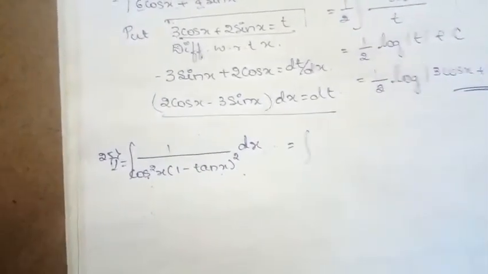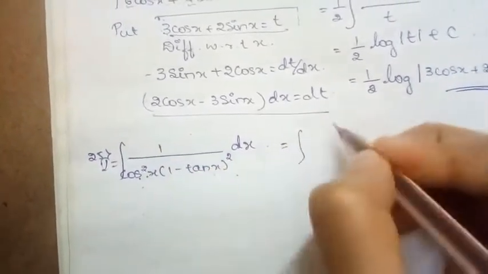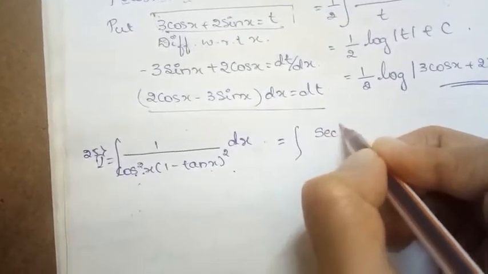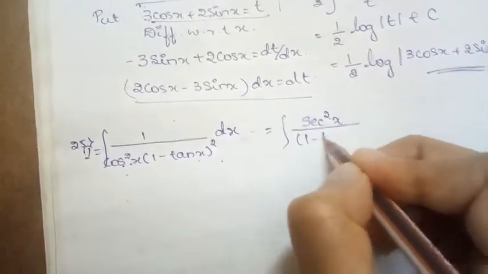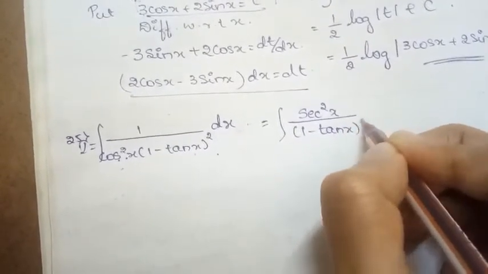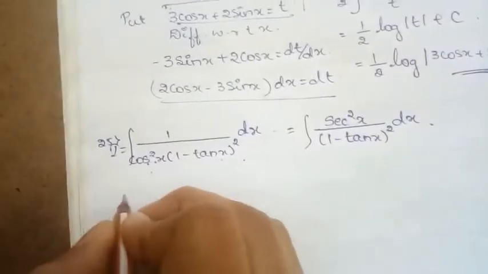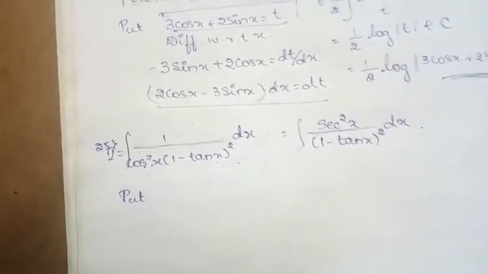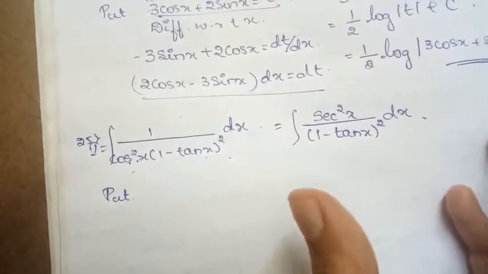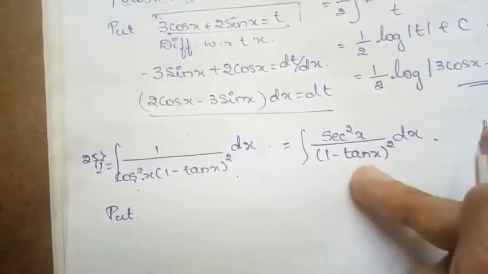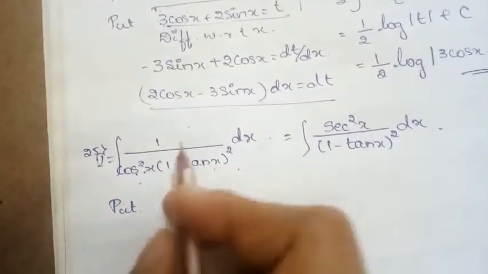So all these ideas should flash into your mind by looking at the question. So what I'll do, 1 by cos square x, I am writing it as secant square x divided by 1 minus tan x whole square dx. Okay, now I will go with the substitution, because now you can see clearly we have 1 minus tan x, and the differentiation of tan is secant square x, and we have secant square x, so we can deal with it.